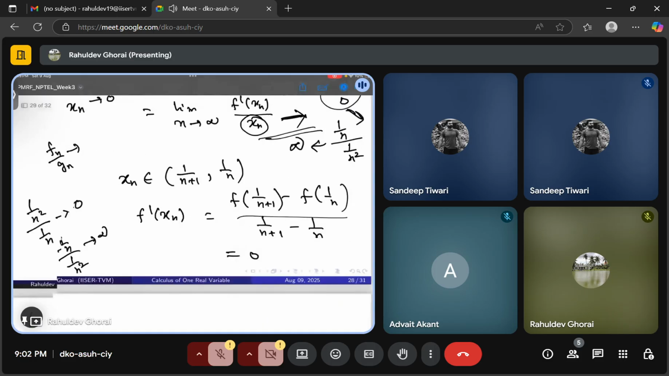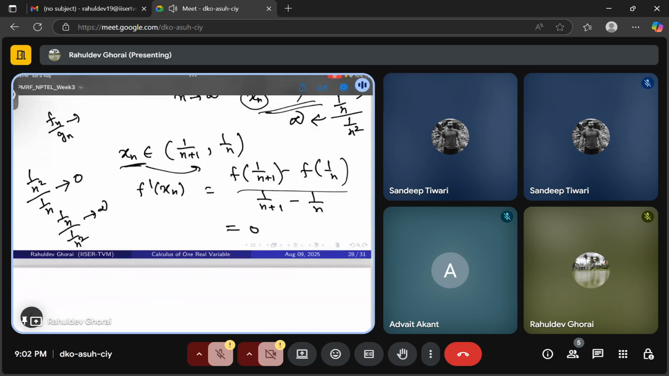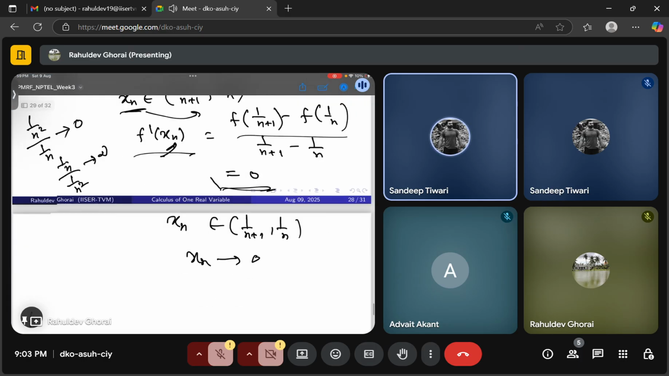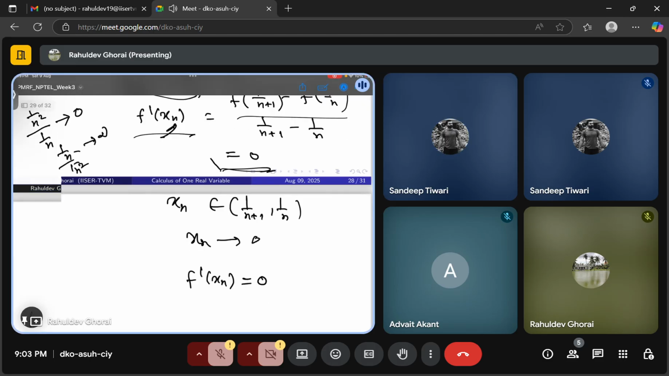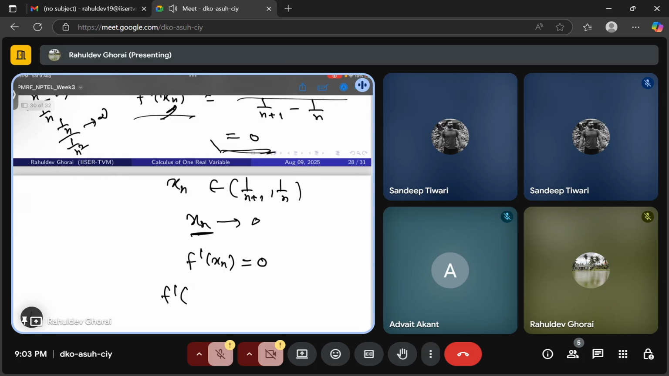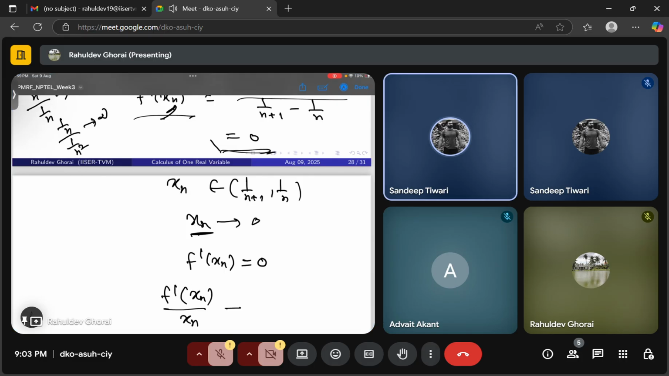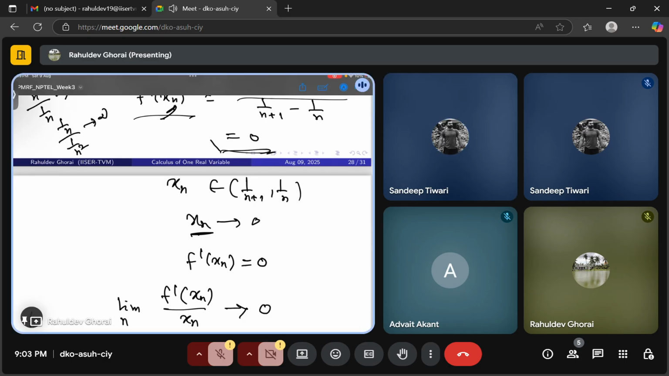So that's why you have to construct a sequence xn belonging to this interval such that f dash xn is equal to 0. When you have that, you can show that for a sequence xn which belongs to 1 by n plus 1 to 1 by n, it always converges to 0. For that you have f dash xn equal to 0, but the xn's are not equal to 0. So you will get f dash xn over xn converging to 0 as n tends to infinity.